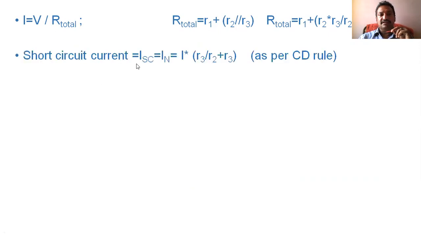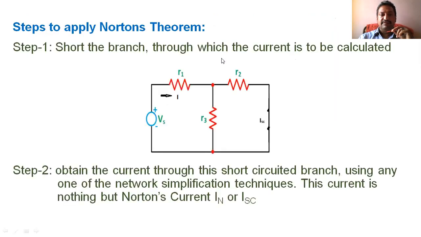So now we want to calculate the short circuit current ISC. As per the current division rule, the current through the short circuit is equal to the total current multiplied by the opposite resistance divided by the total resistance. I will show with the help of a circuit.